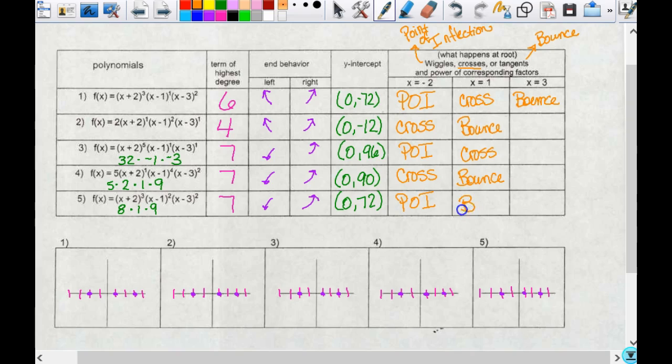Then bounce. Okay, and then on the third one, it's a bounce, and then what? Cross. Then cross. Then what? Bounce. And then bounce. Okay. All right, so we use all that information to be able to come and graph them.